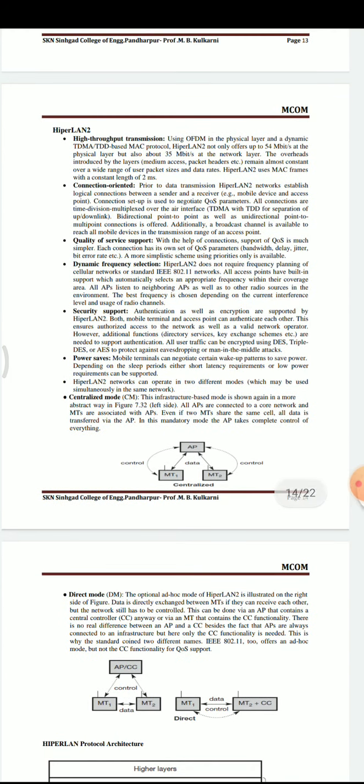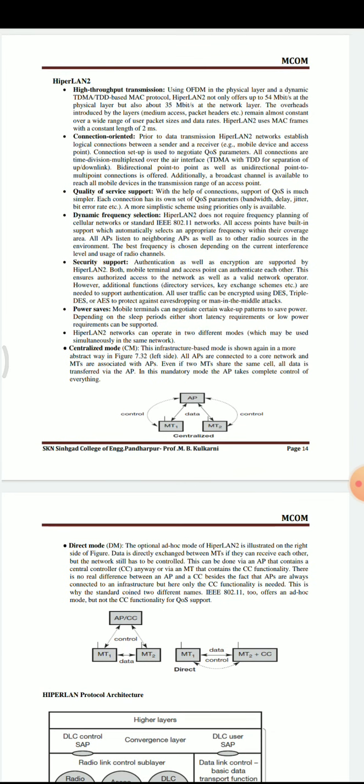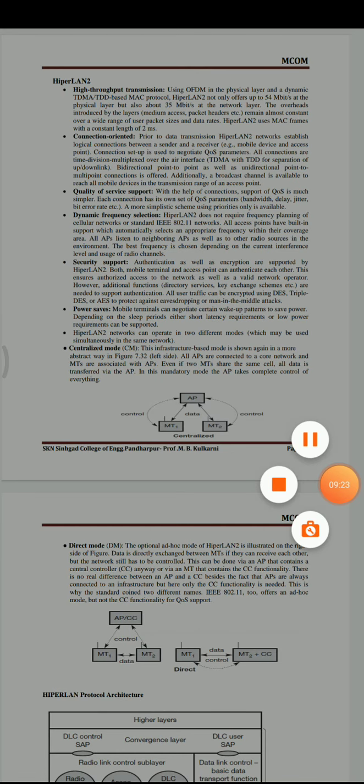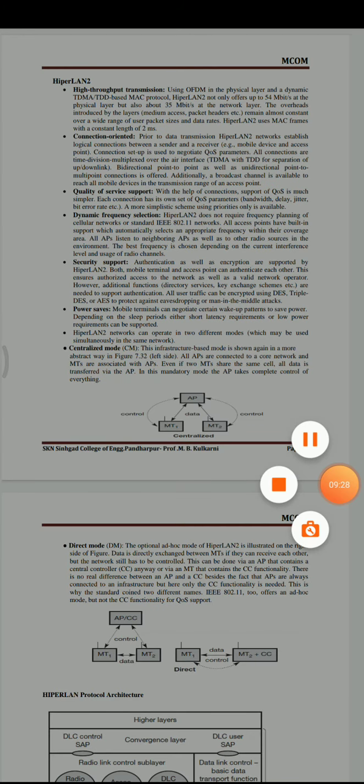The question can be asked for 7 marks, or maybe for the features of HyperLAN 2 for 4 marks. Whenever the question is asked for 7 marks on HyperLAN 2, it is expected that all the features need to be explained in detail along with these two modes, that is centralized mode and direct mode. And if the question is asked for only 4 marks, then only the features can be explained for the university exam. Thank you.